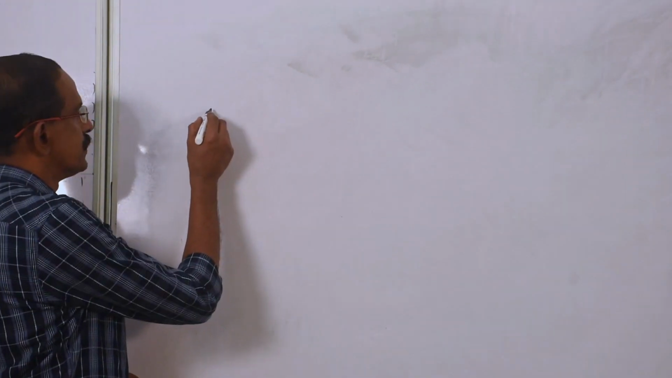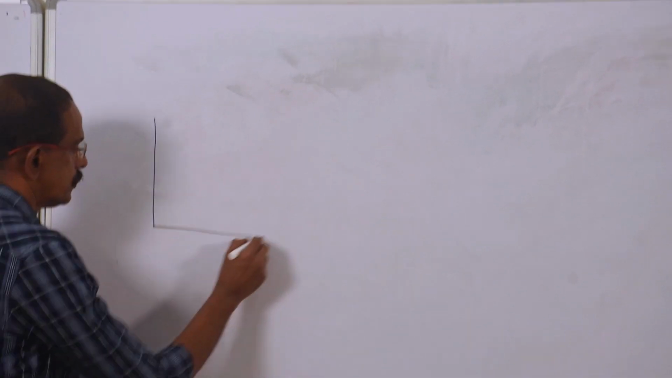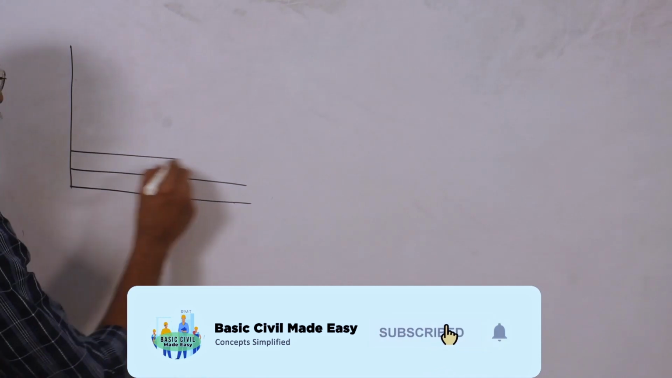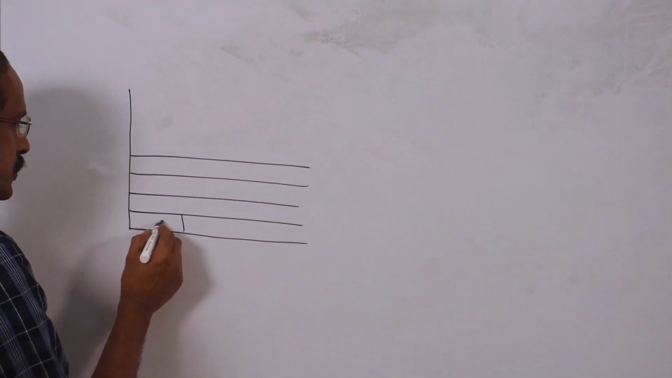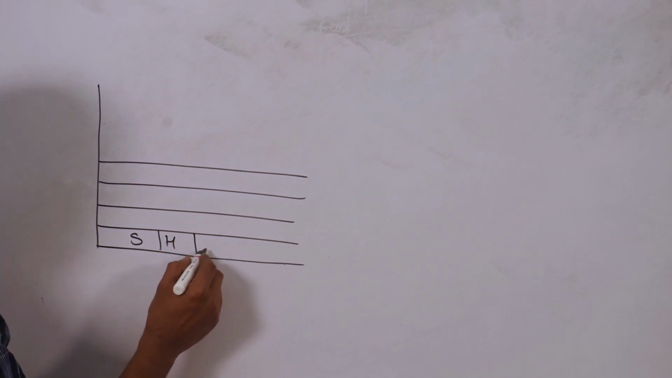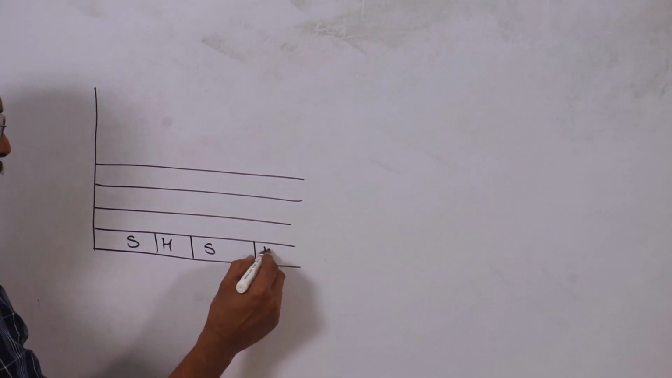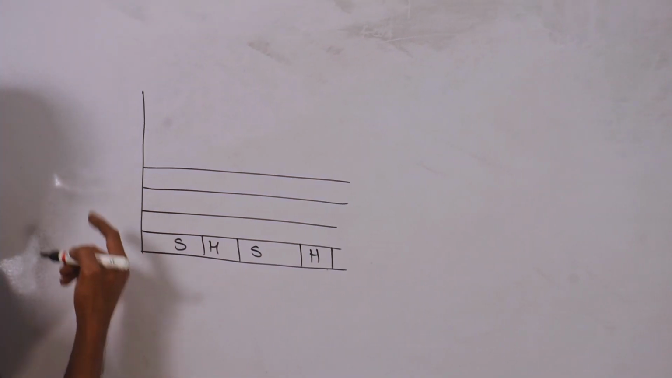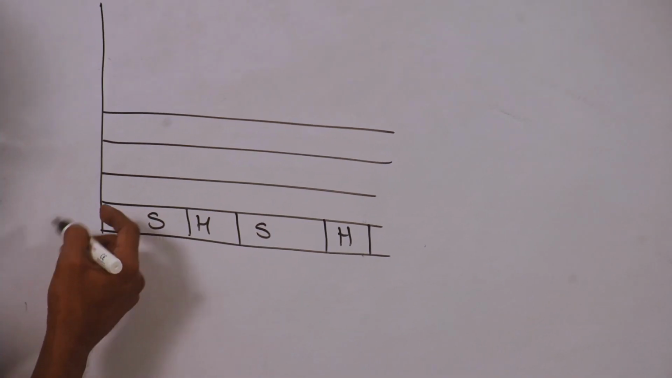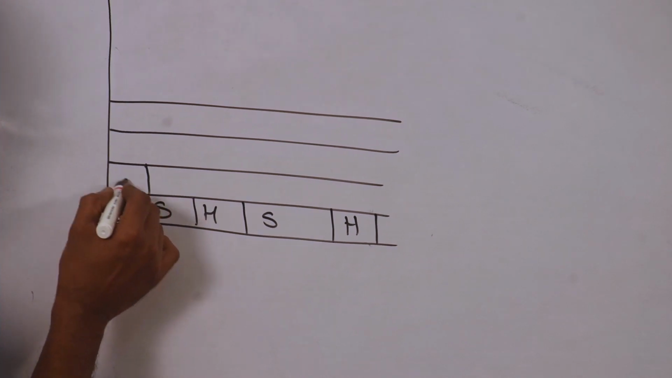Next is Flemish bond. So we have to draw the elevation first. So how is the arrangement in the Flemish bond? All the layers you can see stretcher, then header, stretcher, then header. So coming to the second layer, first brick, since here stretcher, we'll start with header.